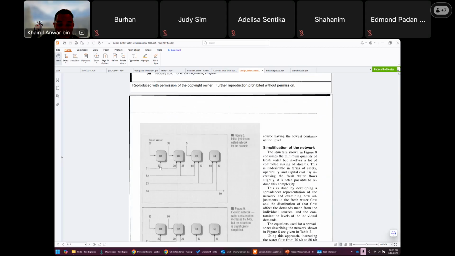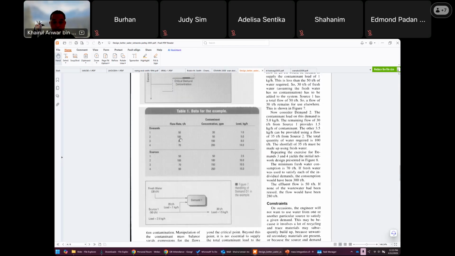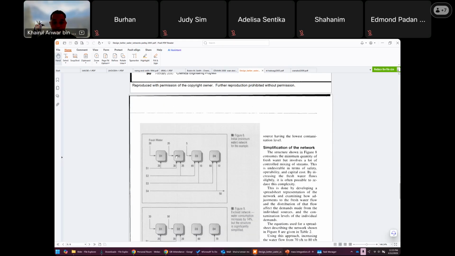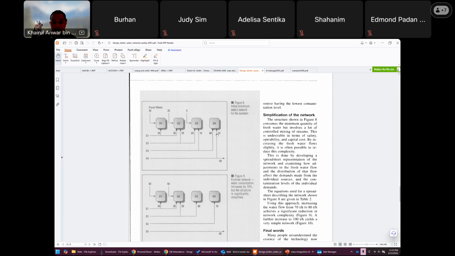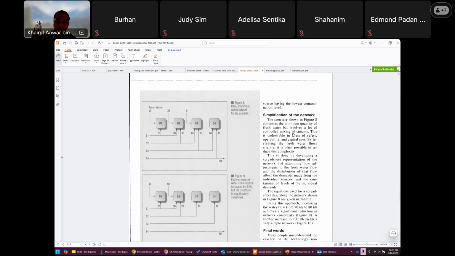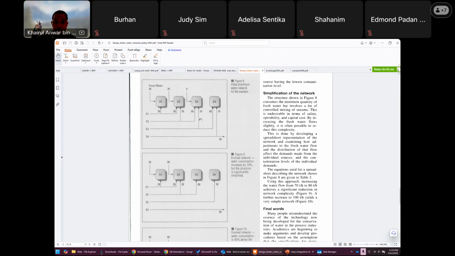So 20 goes to the first demand, and the remainder goes to the second demand, second sink. So second sink gets 30, but the second demand requires 100 ton per hour. So the remaining comes from fresh water and from the source. You see the complication, many divisions of line here. So by increasing the freshwater flow slightly, by imposing a water penalty, it is often possible to reduce the complexity. By adding 10 ton per hour of freshwater, we can reduce the complexity of the water network.